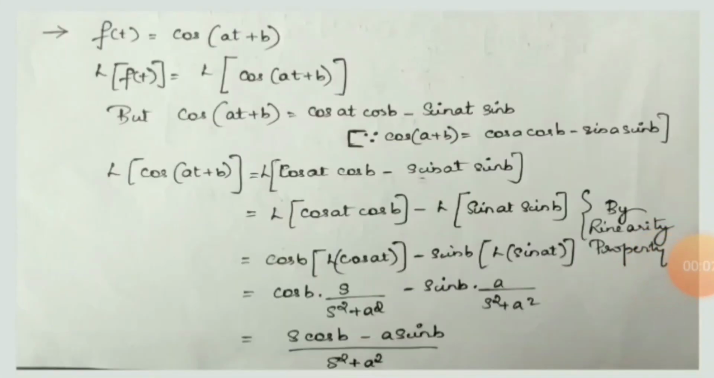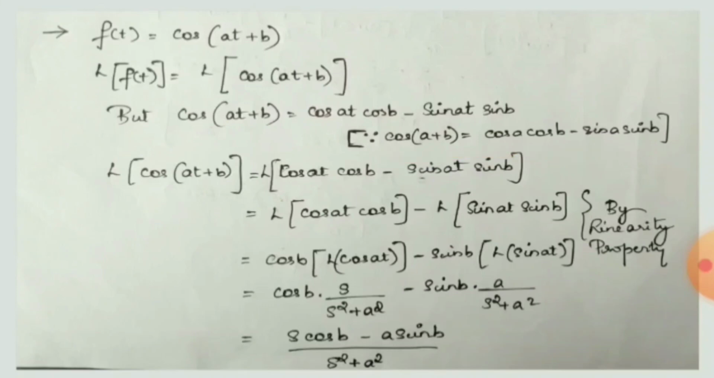The next function f of t is equal to cos of at plus b. So, Laplace of f of t is equal to Laplace of cos of at plus b. But according to the formula cos of a plus b, we have cos a cos b minus sin a sin b. So, we can substitute here. That is cos at cos b minus sin at sin b.